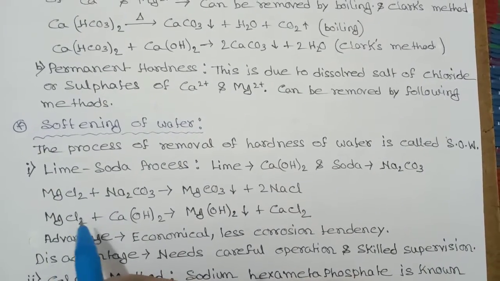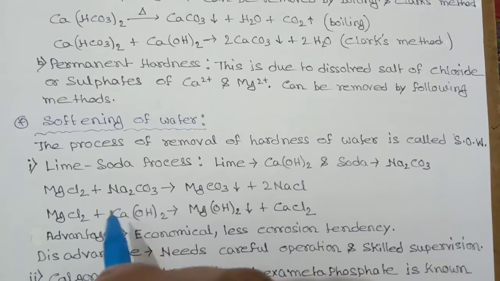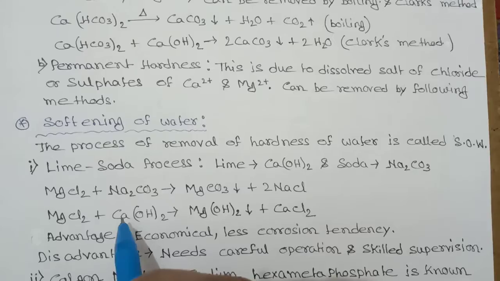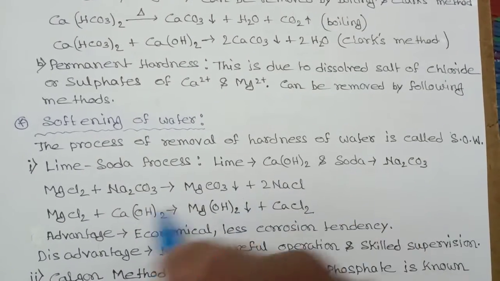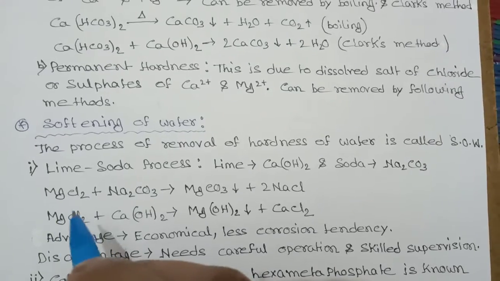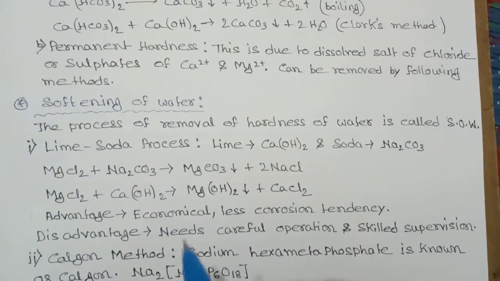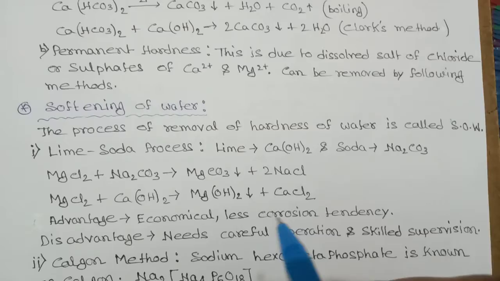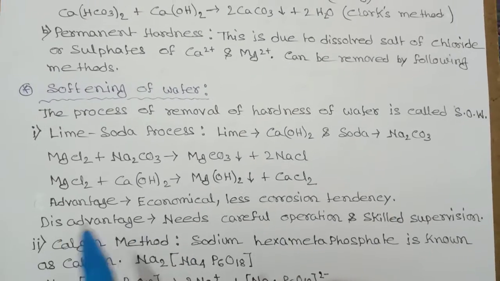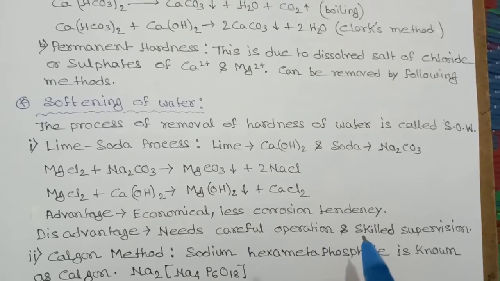Or you can destroy this complex by using lime, calcium hydroxide. So there will be formation of CaCl2 and Mg(OH)2. This will get precipitated and this complex is destroyed. So permanent hardness has been removed by the lime soda process. The advantage of this process is that it is very economical and has less corrosion tendency, and the disadvantage is that this process needs careful operation and skilled supervision.